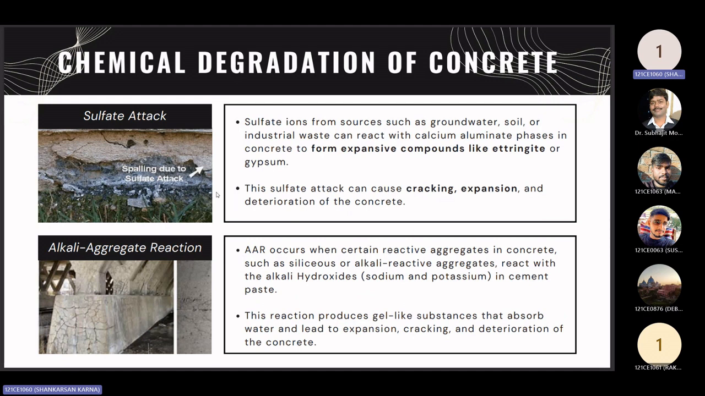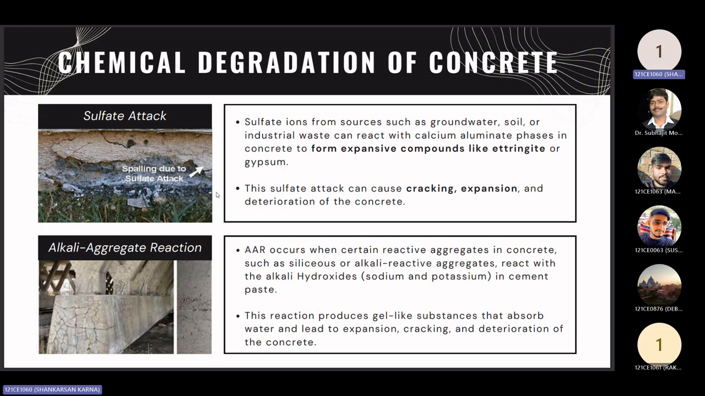Sulfate attack is when the sulfate ions penetrate into the concrete from the surrounding environment, generally from the soil, and react with the calcium aluminate and the calcium hydroxide in cement paste and form expansive compounds. So these expansive compounds like gypsum or ettringite absorb the moisture and increase in size. Due to that increase in size, they lead to cracking and spalling, and hence to deterioration.